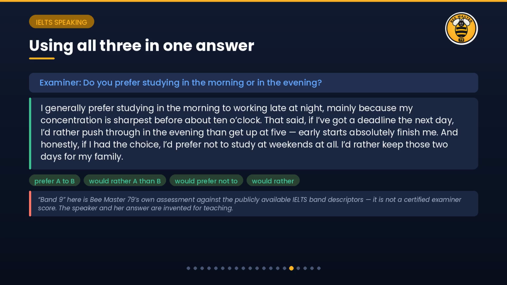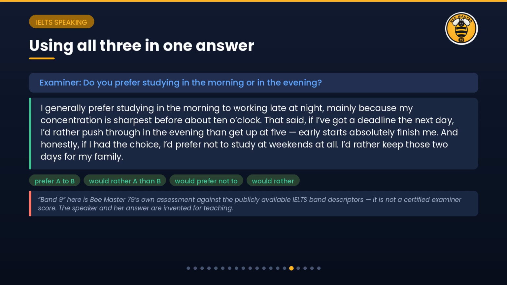Let us put all three structures into one IELTS speaking answer. Examiner asks, do you prefer studying in the morning or in the evening? I generally prefer studying in the morning to working late at night, mainly because my concentration is sharpest before about 10 o'clock. That said, if I've got a deadline the next day, I'd rather push through in the evening than get up at 5. Early starts absolutely finish me. And honestly, if I had the choice, I'd prefer not to study at weekends at all. I'd rather keep those 2 days for my family.